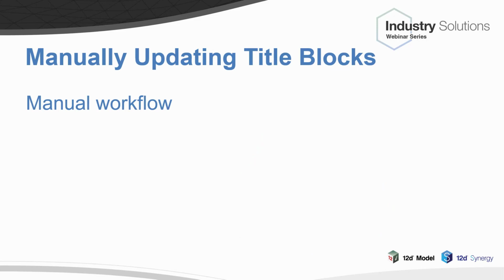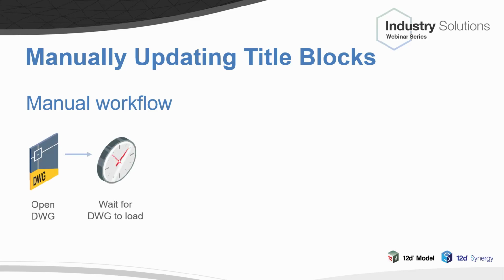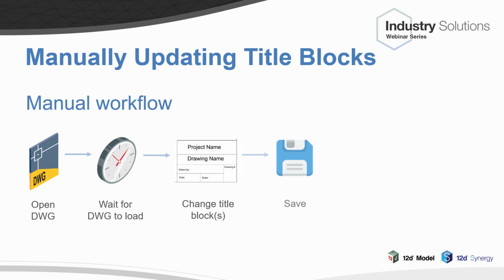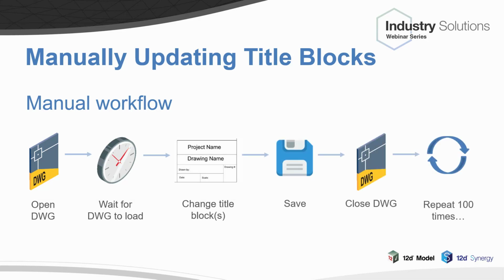Well, firstly, you can update the title blocks manually, and this is what many firms still do today, especially amongst the smaller companies. The workflow looks like this: first you open the DWG, you wait for it to load, you change the title blocks, you save it, you close it, and then you have to repeat this 100 times, or however many sheets you have. We estimate this will take at least 1.5 minutes to update each drawing if you're going to do it manually, and that's if you stay on task and don't make any mistakes. So altogether you'll need at least 2.5 hours to update all 100 drawings.